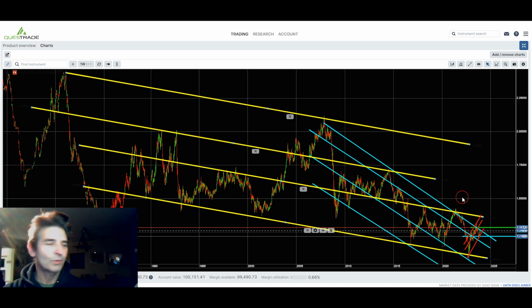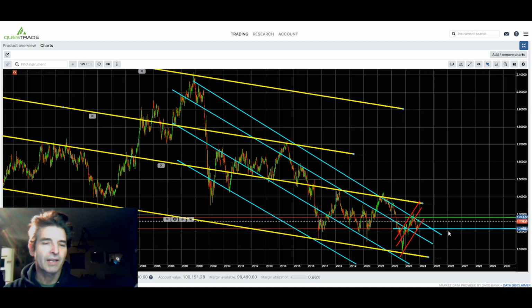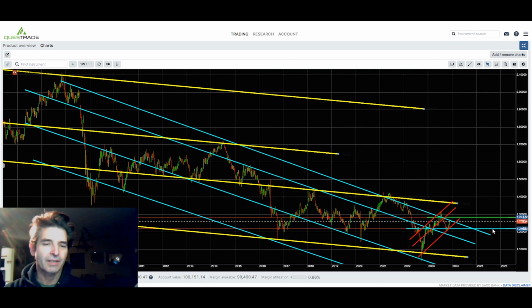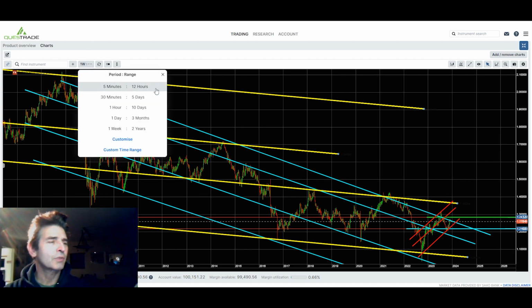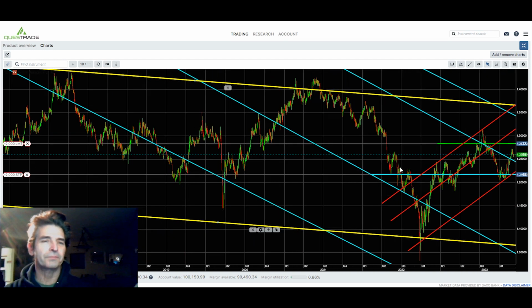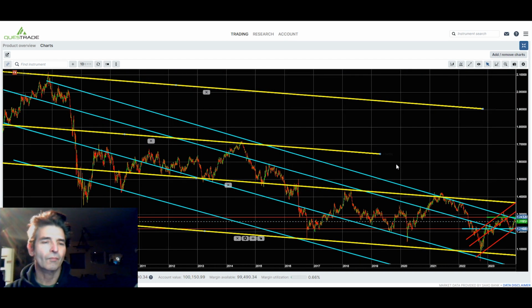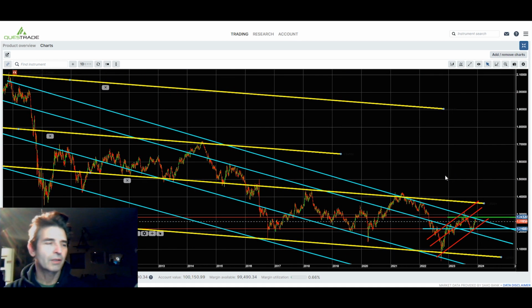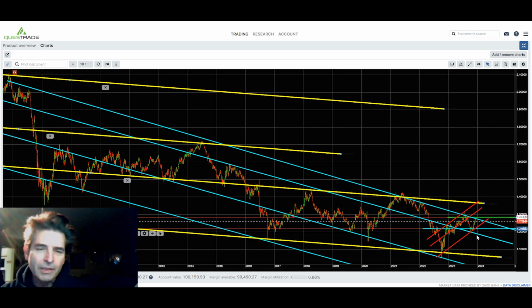So we had these two little poke out points. So here we are, traveling up. Interesting. It looks like it's almost about to hit. Let's go to the 1-day chart here. So I still have, it's still on. Interesting.